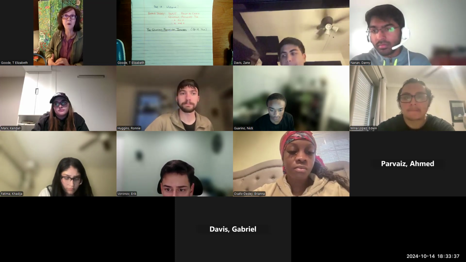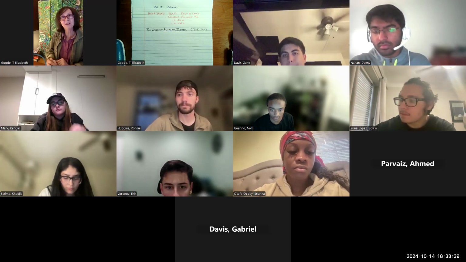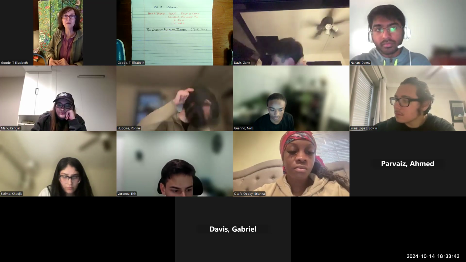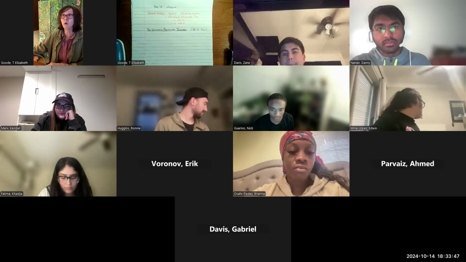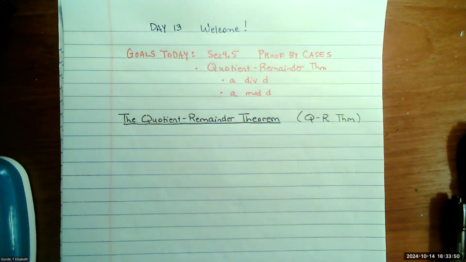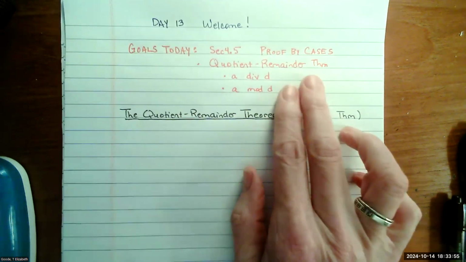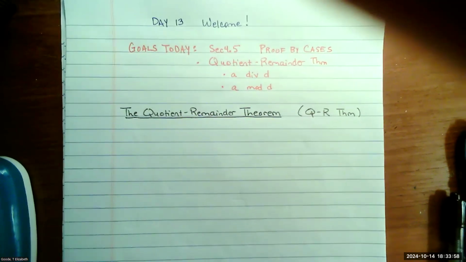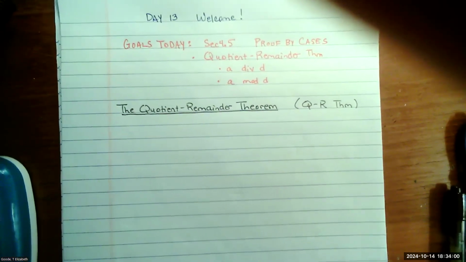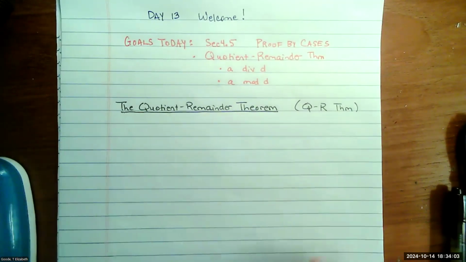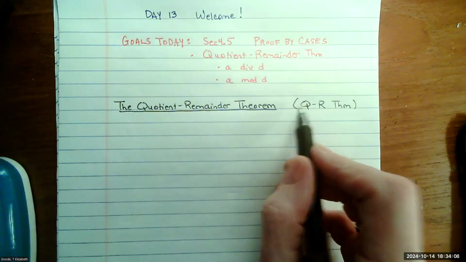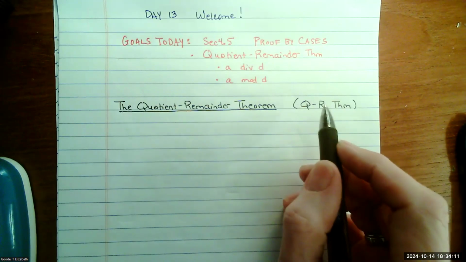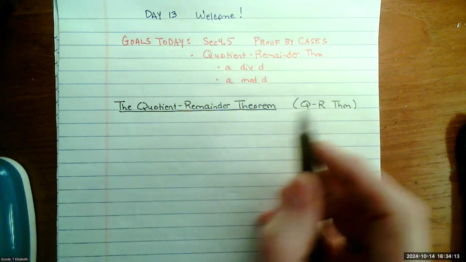In this textbook, we're going to limit our discussion to positive divisors, although the quotient-remainder theorem, which is what we're going to look at tonight, in its full glory, deals with negative divisors as well. But we're going to look at it when our divisor is positive. Okay, so let's state the quotient-remainder theorem. It's also called the QR theorem. And it's going to let us classify integers by remainder.